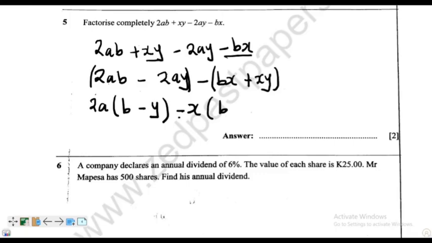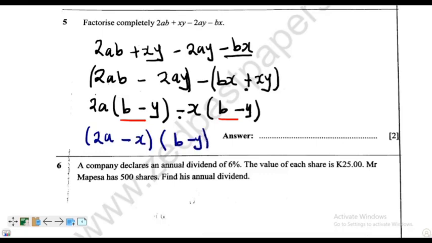Then this negative right here, this negative times this positive right here gives us a negative. Then x and x out, you remain with what? A y. So you can see that the terms in brackets are the same. Okay, so since the terms are the same, now we write our final answer, where we say 2a minus x. Now from these terms that are similar, just pick one, to pick b minus y, like this.